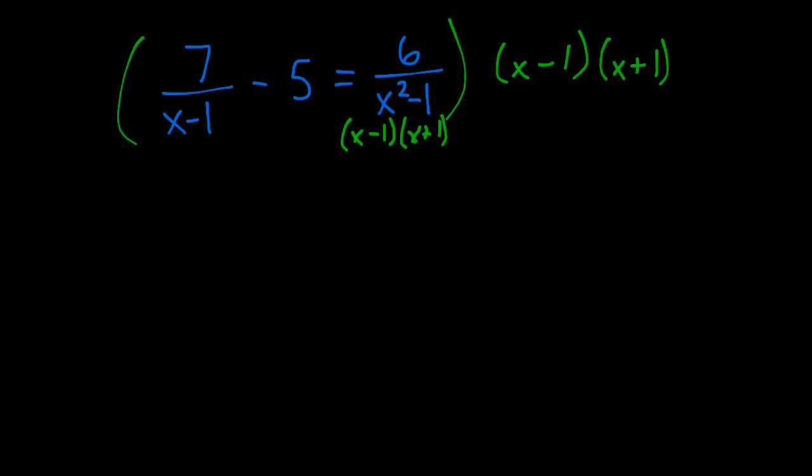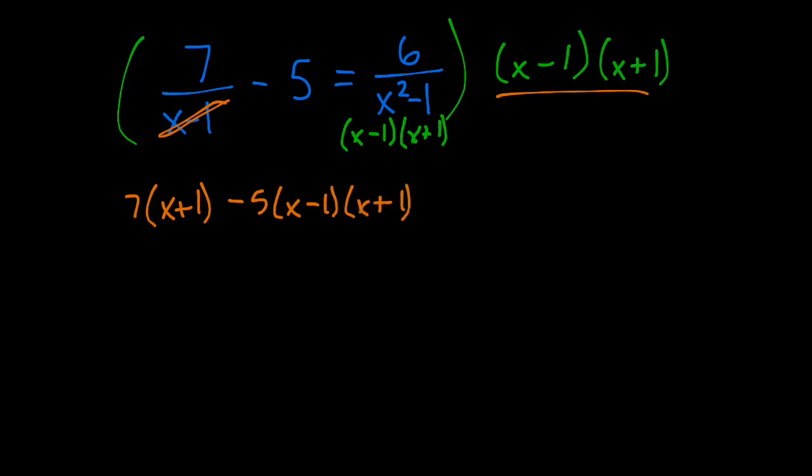Now we have to take these two factors and send them to every term in our equation. So when we take this whole thing and send it across to 7 over x minus 1, the x minus 1 will cancel with the x minus 1. And so we would just be left with 7 times x plus 1. When we send this whole thing to the minus 5, nothing's going to cancel. And so we're going to have minus 5 times x minus 1, x plus 1.